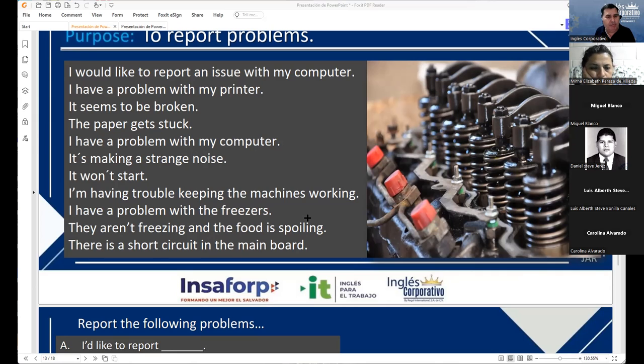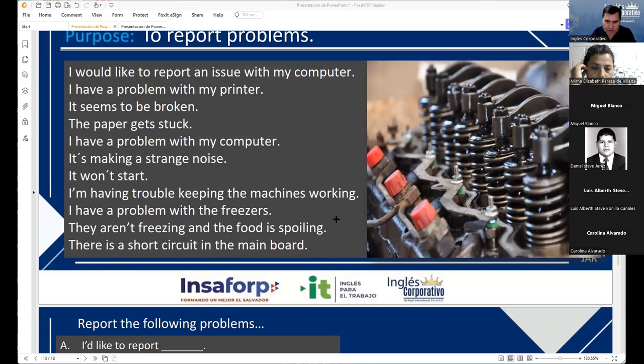I have a problem with the freezers. They aren't freezing and the food is spoiling. La comida se está arruinando. No están congelando y la comida está arruinando. The food is spoiling. There's a short circuit in the main board.